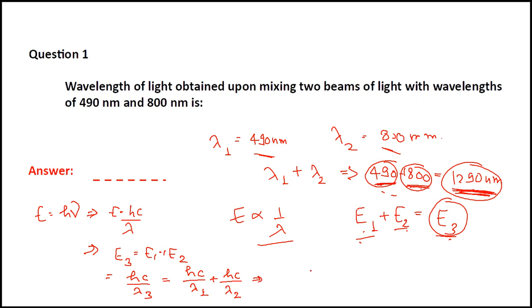Okay. Now hc will be common, so it will come to be like hc upon, like 1 upon lambda 3 is equal to hc common, 1 upon lambda 2 plus 1 upon lambda 1, and then these two will be cancelled to each other. Okay, now we'll calculate the relation. So for this I think I need to erase a bit.